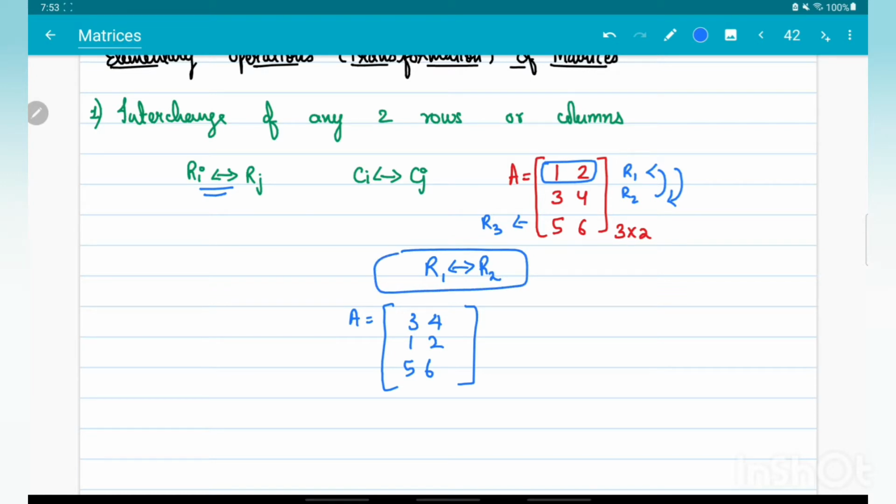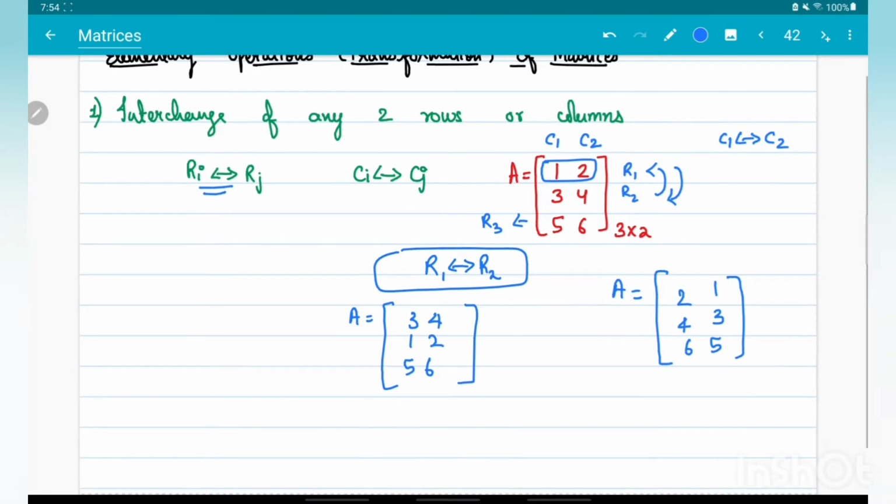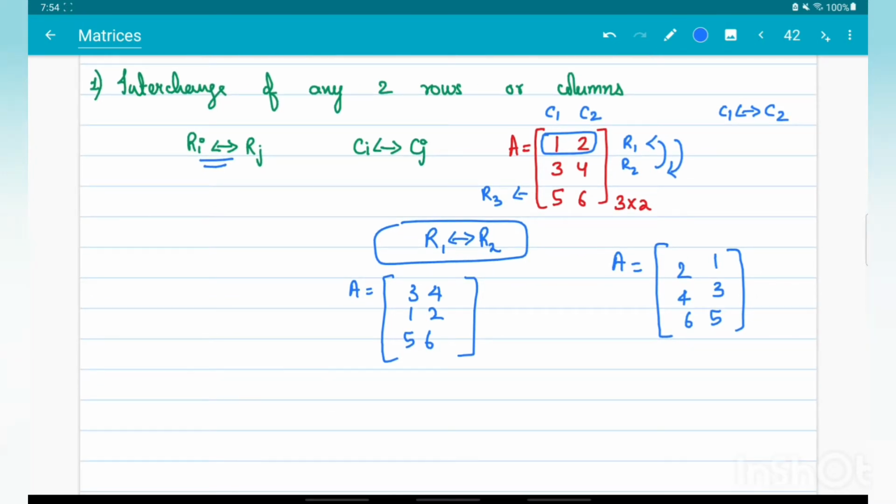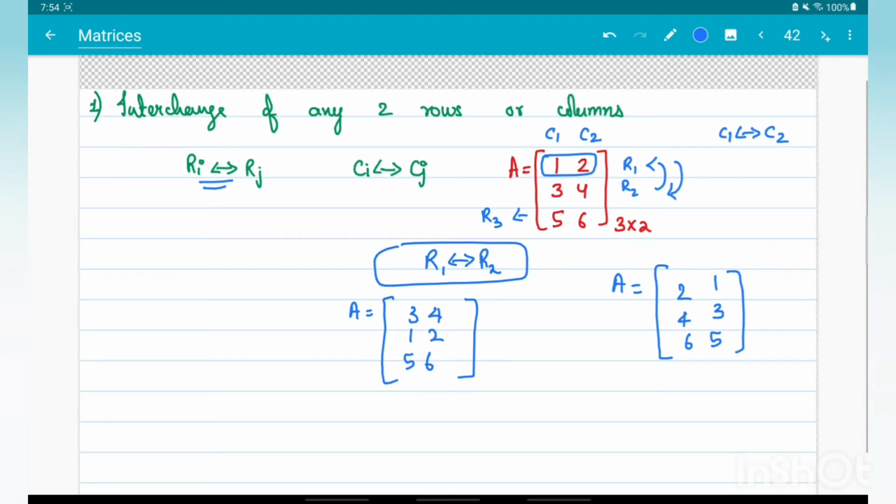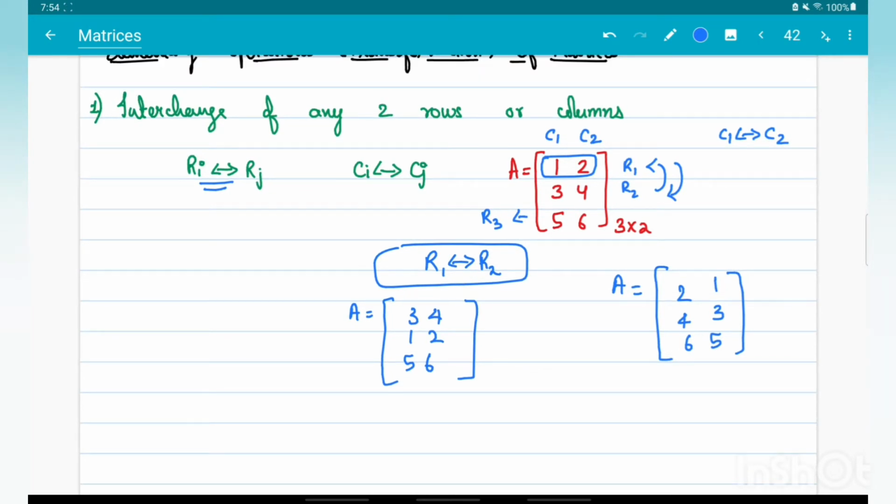Similarly, you can even interchange the columns. Suppose this is my column 1 and this is my column 2, so I can interchange both the columns. Column 1 is interchanged with column 2, which means my matrix will now become like this: column 1 has now become column 2. So this becomes 1 3 5, and this becomes 2 4 6. These elementary operations are going to be useful while you find the inverse of a matrix. So first let us understand what elementary operations are possible. This was the first elementary operation. Now let us see the second one.